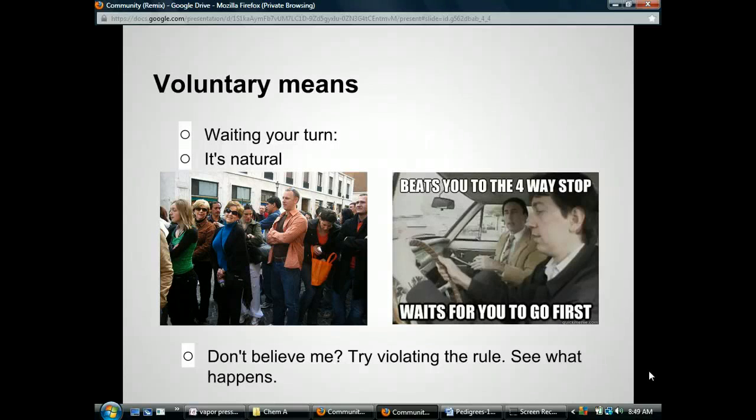It's natural. Don't believe me? Try violating the rules sometime. Next time you're in a really big line, really long line, cut. Cut in front of somebody. See what happens. This is natural.